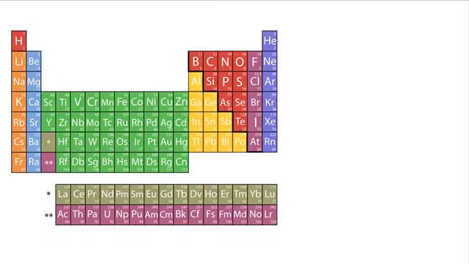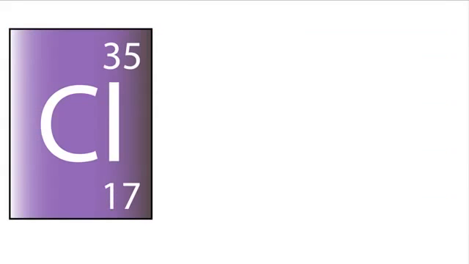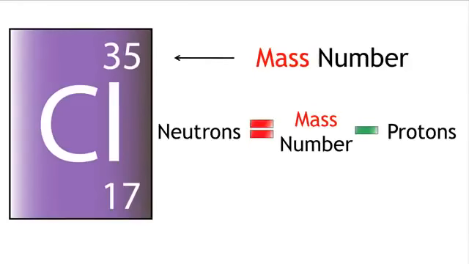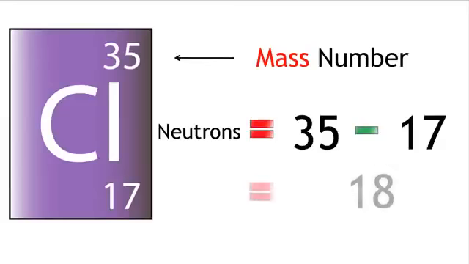When we look at chlorine on the periodic table, it has an atomic number of 17. Therefore, it has 17 protons. So chlorine-35 has a mass of 35. Neutrons equals mass number minus protons. 35 minus 17. 18 neutrons.